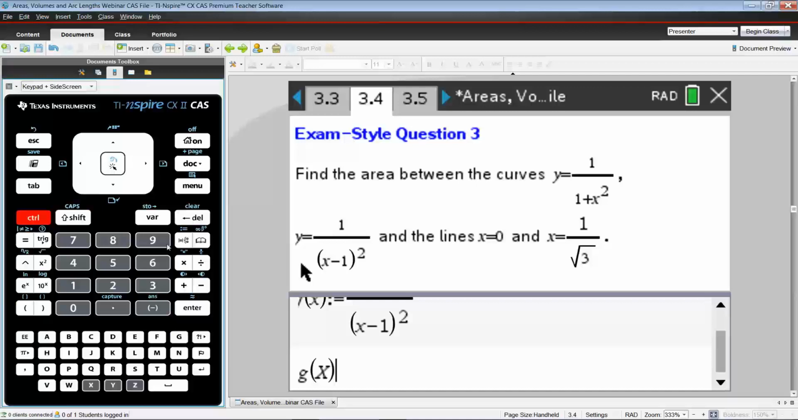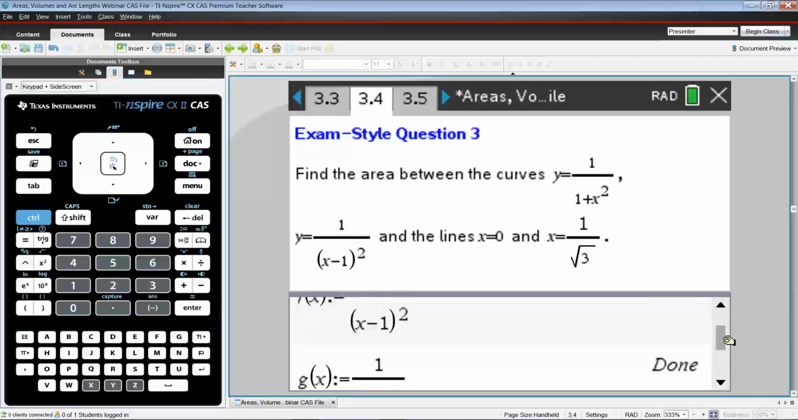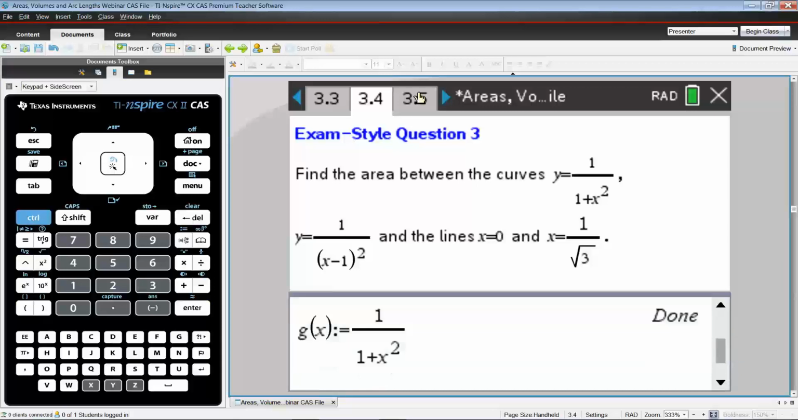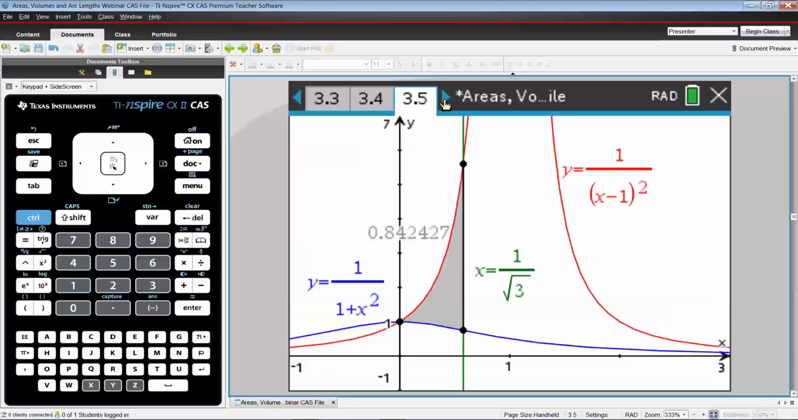Okay, so let's define that as 1 over 1 plus x squared. Okay, so there we are. We now have f of x and g of x both having been defined. Okay, so now we've got everything ready to go. Let's go and perform the calculation.